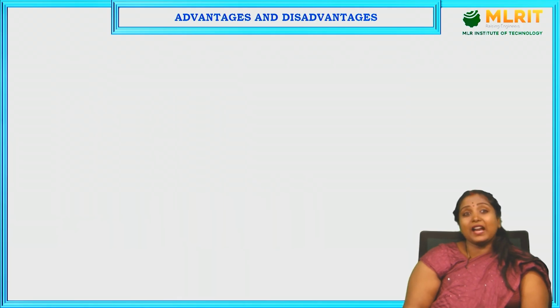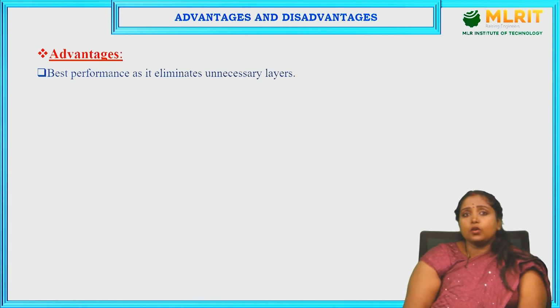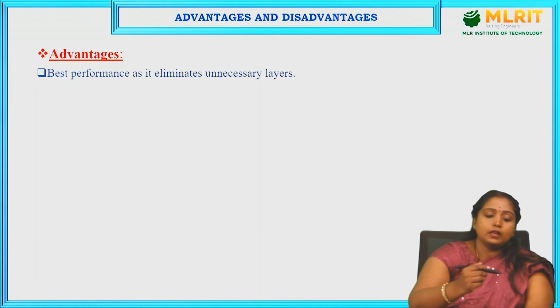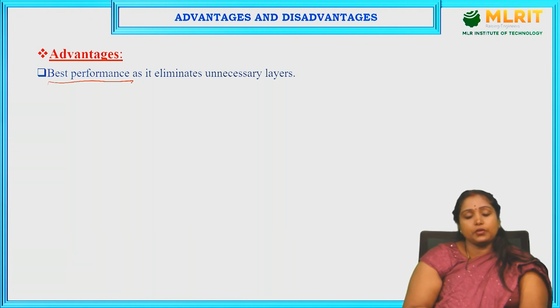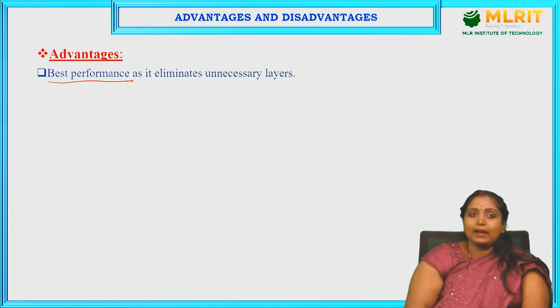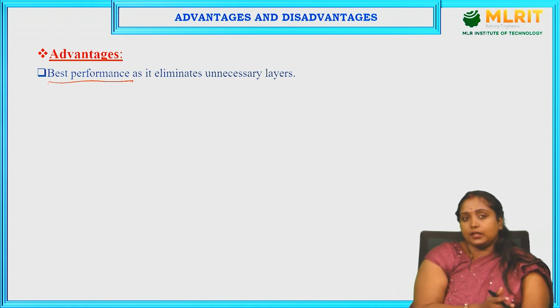Coming to the advantages and disadvantages. Coming to the advantages, the best performance. Why? It does not have any unnecessary layers. It directly contacts the database, and the responses are directly translated or communicated to JDBC.